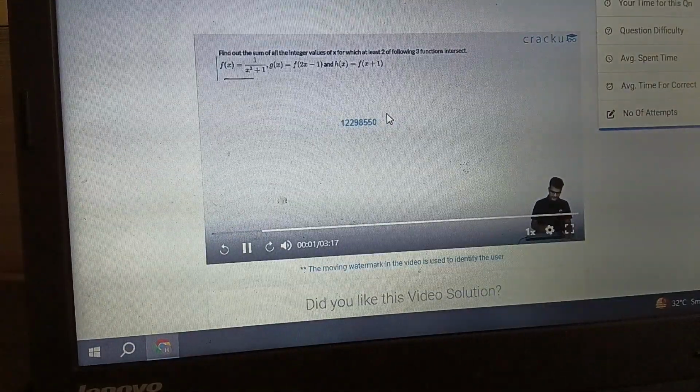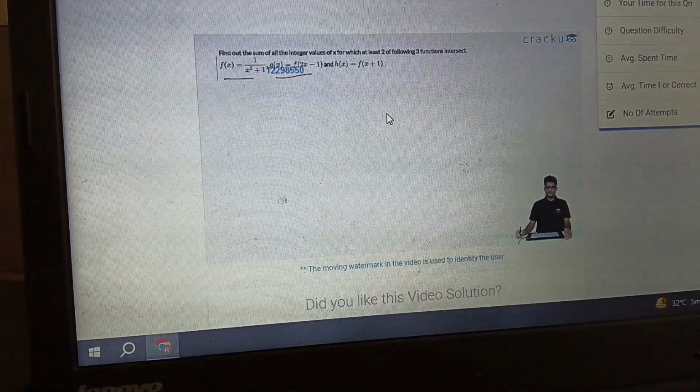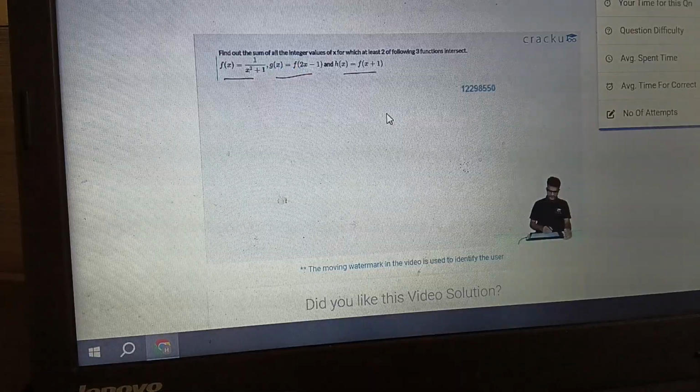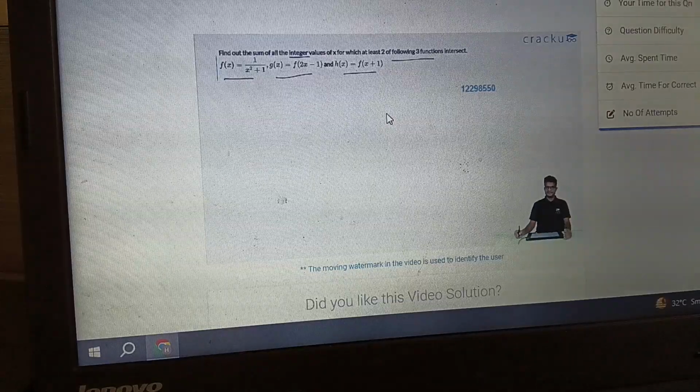In this question we are told that f of x is equal to 1 by x square plus 1, g of x is equal to f of 2x minus 1 and h of x is equal to f of x plus 1. We are required to find out the sum of all the integer values of x for which at least two of the three functions intersect.